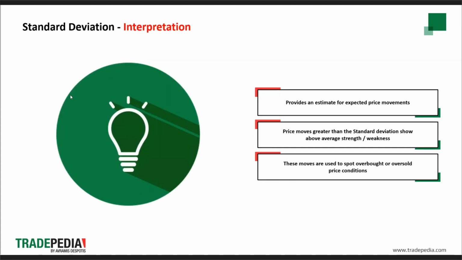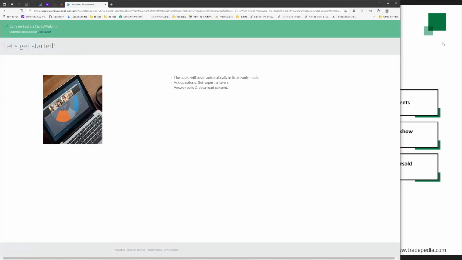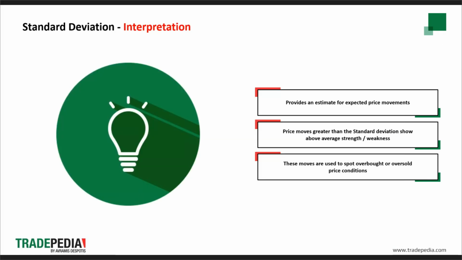So how do we interpret this standard deviation? Okay, so this standard deviation provides an estimate for expected price movement and hence the risk of a security. Price moves greater than standard deviation show above average strength or weaknesses. These moves are used to spot overbought or oversold price conditions. Okay, later on, if we got time, we will go over to the live charts to see how Bollinger Bands and this standard deviation are applied. All right.